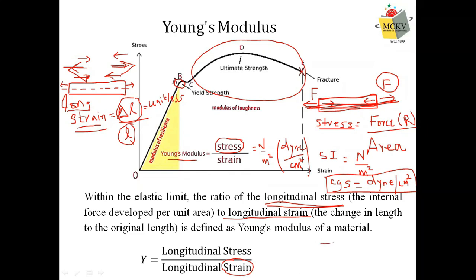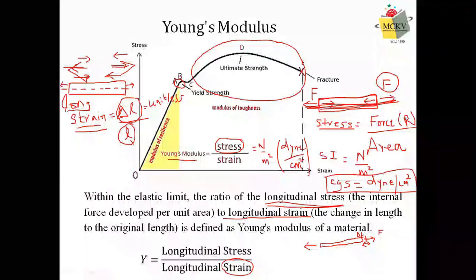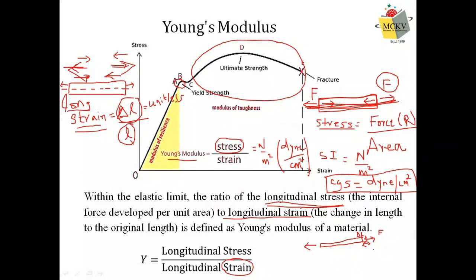Say, for example, I have an iron rod, and I apply a force in this direction. I try to elongate the iron rod. It is possible that this iron rod will change in length by a very small amount. This is delta L, the change in length. So by applying this tensile force, the iron rod's length increases by a small amount. Let us say you apply this same force in case of a rubber band. This is a rubber band. You apply the same force.